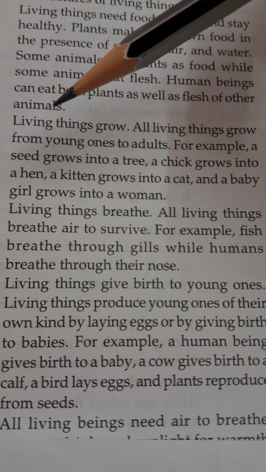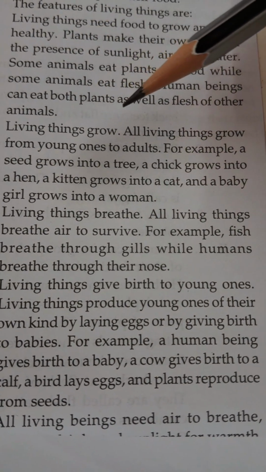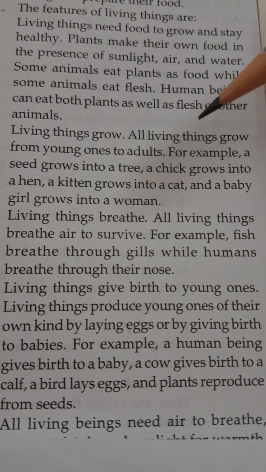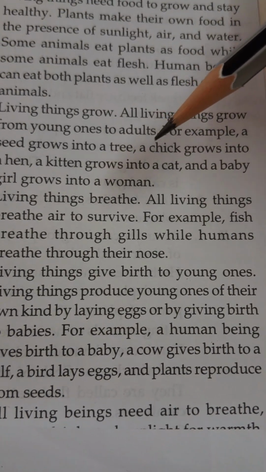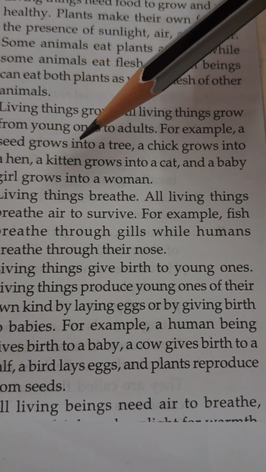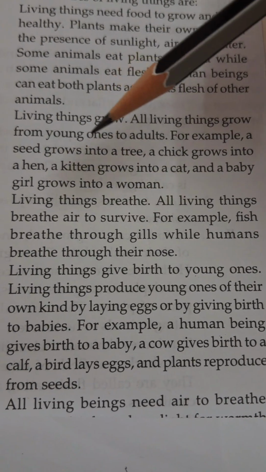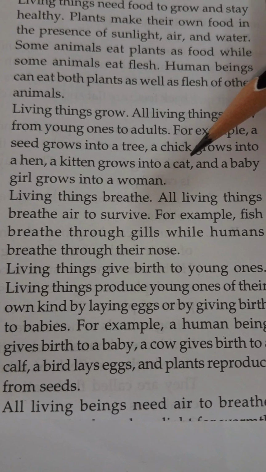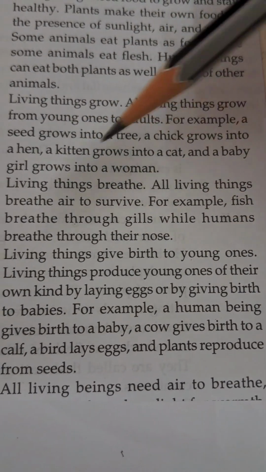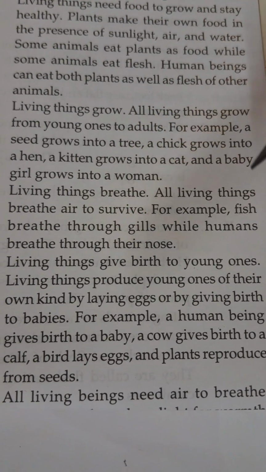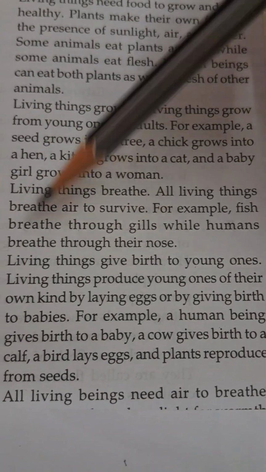Next point is living things grow. All living things grow from young ones to adults, isn't it? For example, a seed grows into a tree, a chick grows into a hen, a kitten grows into a cat, and a baby girl grows into a woman. This is about living things grow. Next point, living things breathe. All living things breathe air to survive. For example, fish breathe through gills while human beings breathe through their nose.